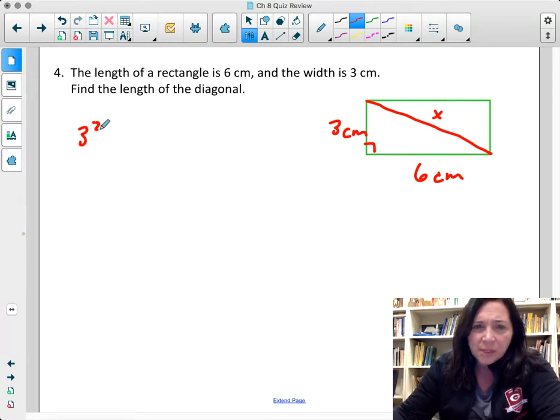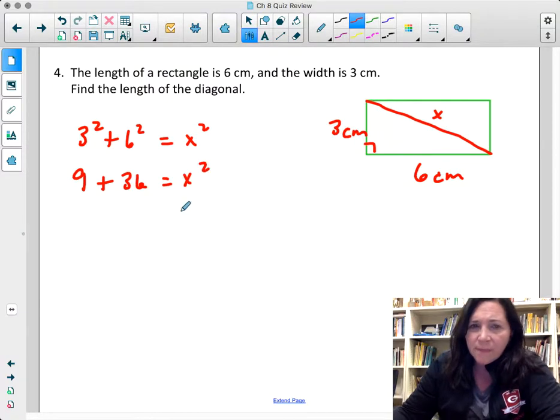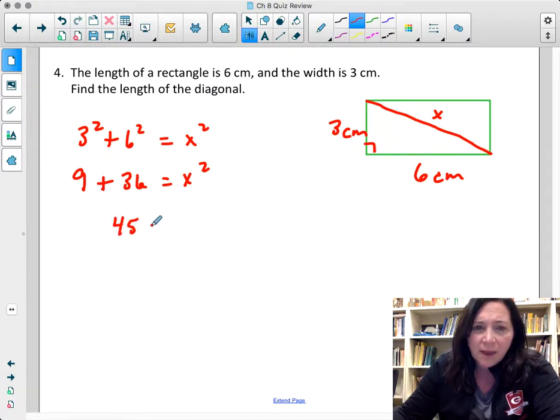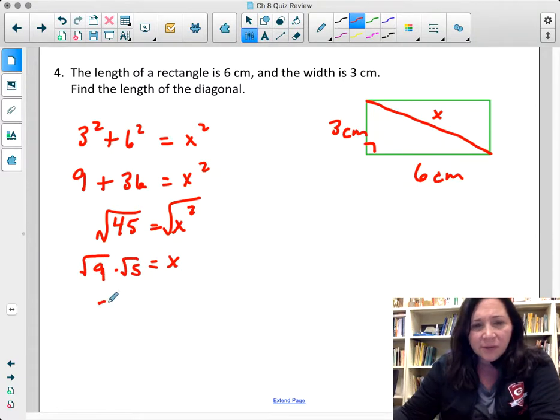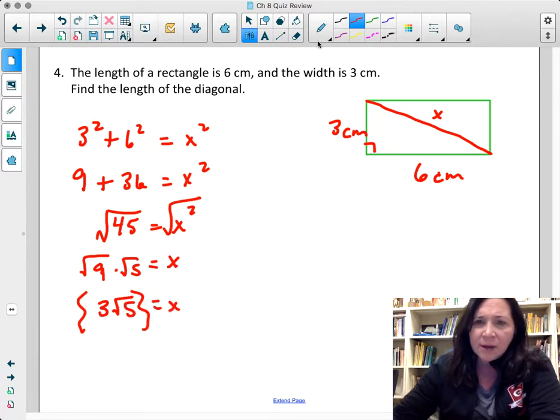So we're going to go 3 squared plus 6 squared is equal to x squared. We have 9 plus 36 is equal to x squared. 9 plus 36 is what, 45? So we have x squared equals 45. We're going to take the square root of both sides. We get x is equal to root 45, which breaks down to root 9 times root 5. And the square root of 9 is 3. So we have 3 root 5, which is equal to x. So my diagonal's length right here is equal to 3 root 5.